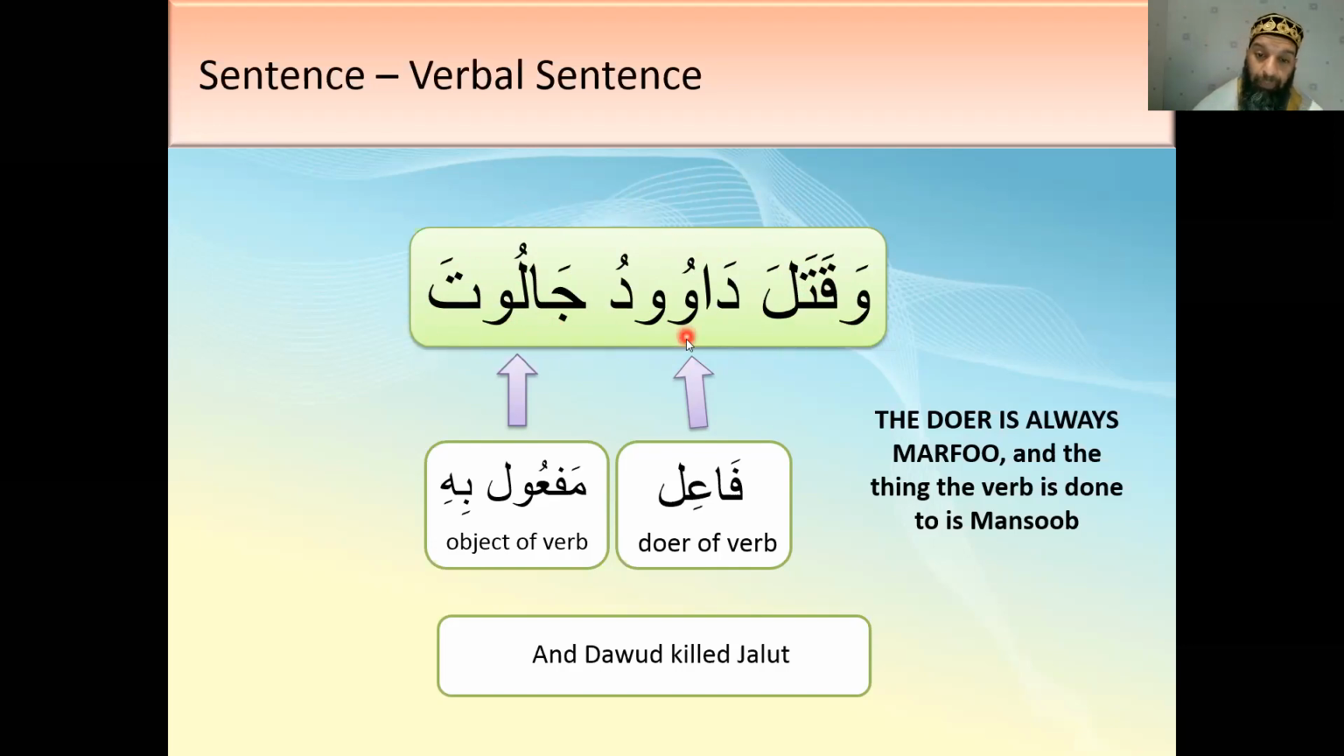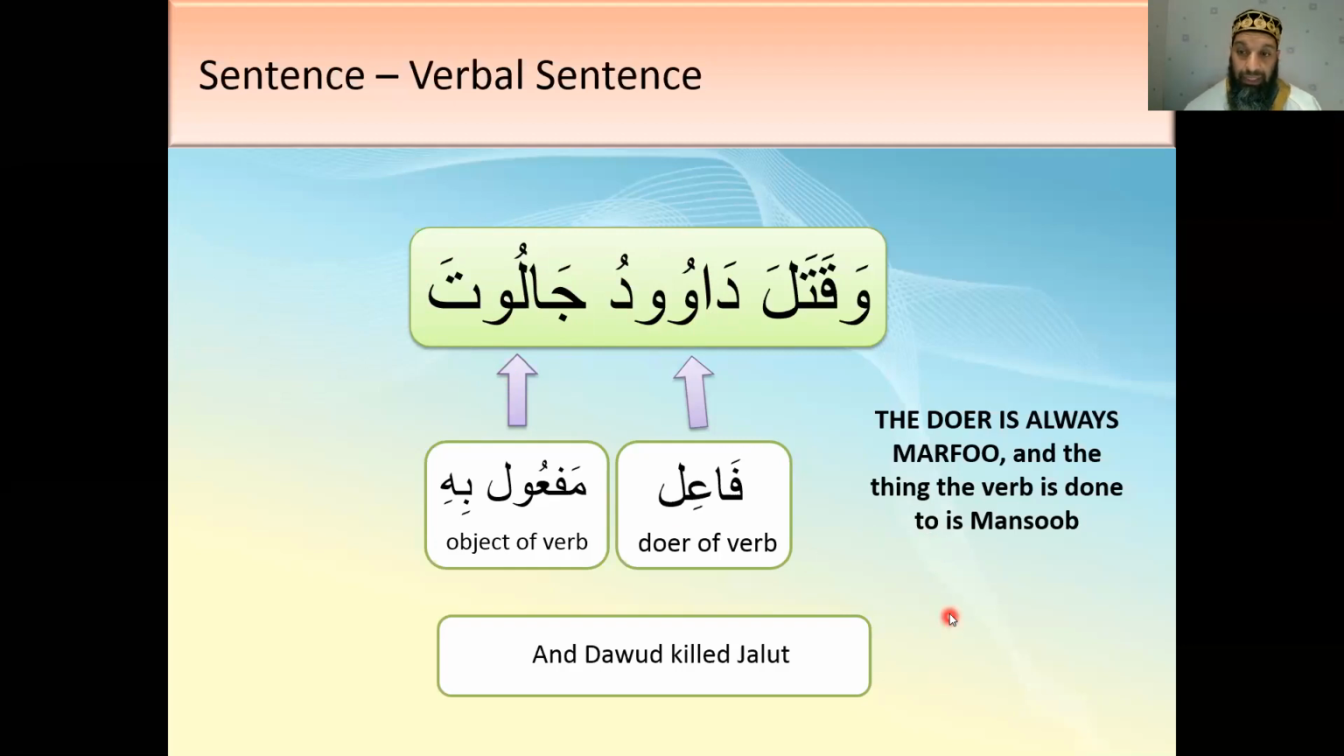So the doer of the verb is always marfu, and the thing that the verb is done to is always mansub. So fa'il, in English you'd say the subject of the verb is marfu, and the object of the verb is mansub. I don't understand object and subject, right? For me, it doesn't work. So I just say, the doer is always marfu, and the thing the verb is done to is mansub. But if you like your objects and your subjects, then fine, use that. So the subject of the verb is marfu, and the object is mansub.